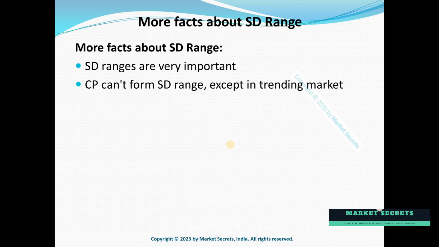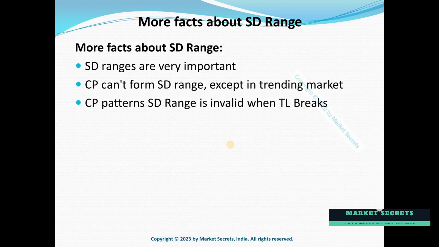Number 2, continuation patterns won't be used to measure SD range unless price is trending in the direction of the CP. So if you're seeing CPs, you can't directly use it to measure the SD range unless the price is trending. If it is a sideways market, you cannot use the CP to measure the SD range.